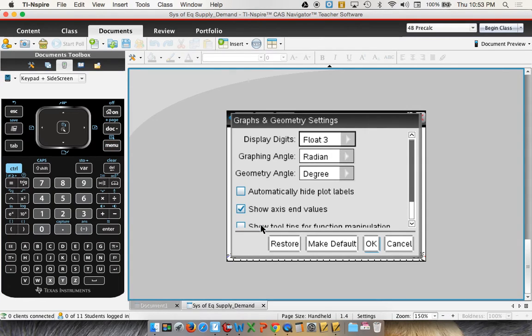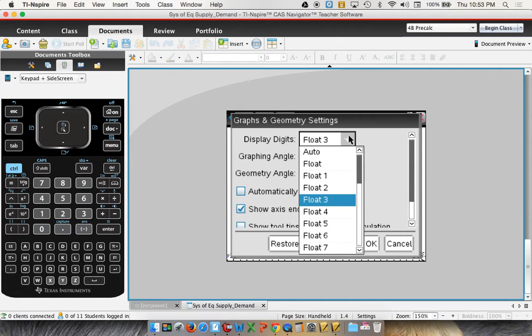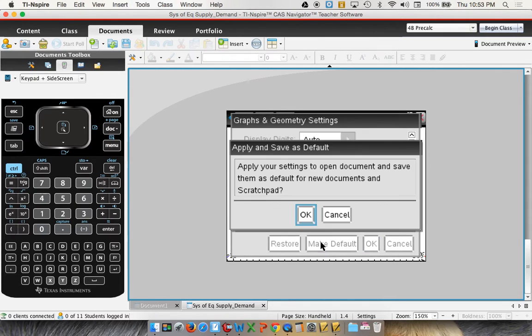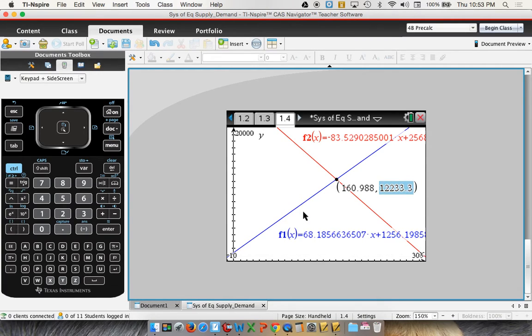You'll notice when we get here, look, it's different. Graphs and geometry settings. Okay, display digits, I'm going to set it on automatic, so that it'll do automatically however many it needs to do based on the number it calculated. I'm going to hit make default so that sticks. I'm going to tell it, yeah, okay. And now look, it's displaying the needed number of digits.